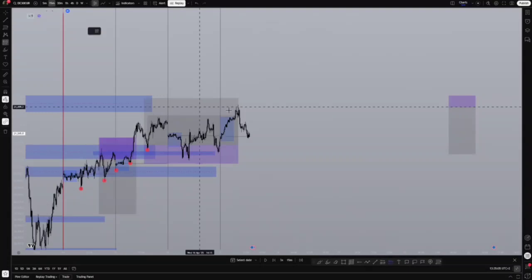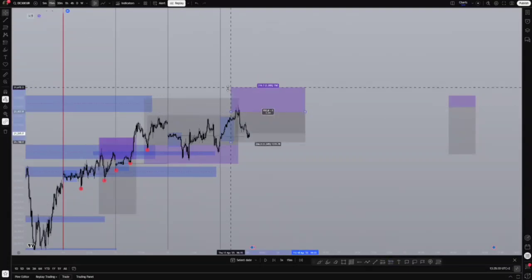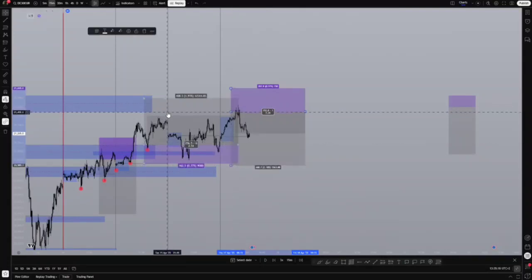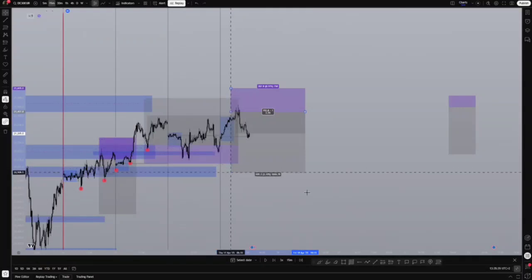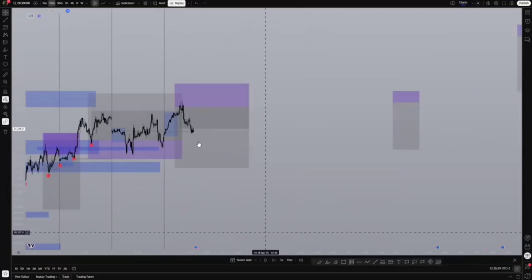As you can see, we're going to go for 1:2. And remember, because we have this one tapped, we trail our stop to break even. So if it comes and takes us out here, fine. 2.5, then we'll just see. We trailed the stop here.